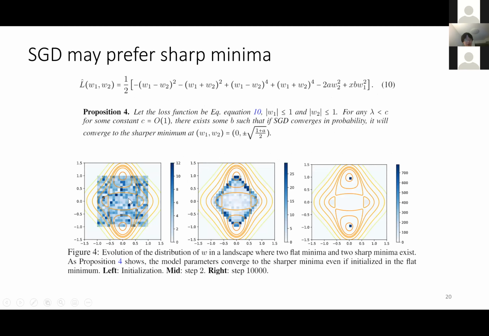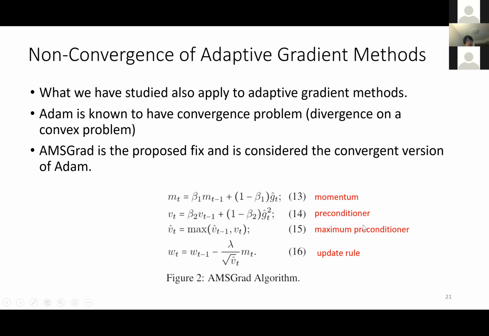So here is the numerical simulation for the example. Here is the initialization of the model parameters, and there are 4 local minima. You see that it converges to these two local minima, which are sharper, as predicted by the proposition. And here is our next result, which has to do with the non-convergence of adaptive gradient methods. By non-convergence, I don't mean divergence. I only mean that it's not converging to a local minimum.